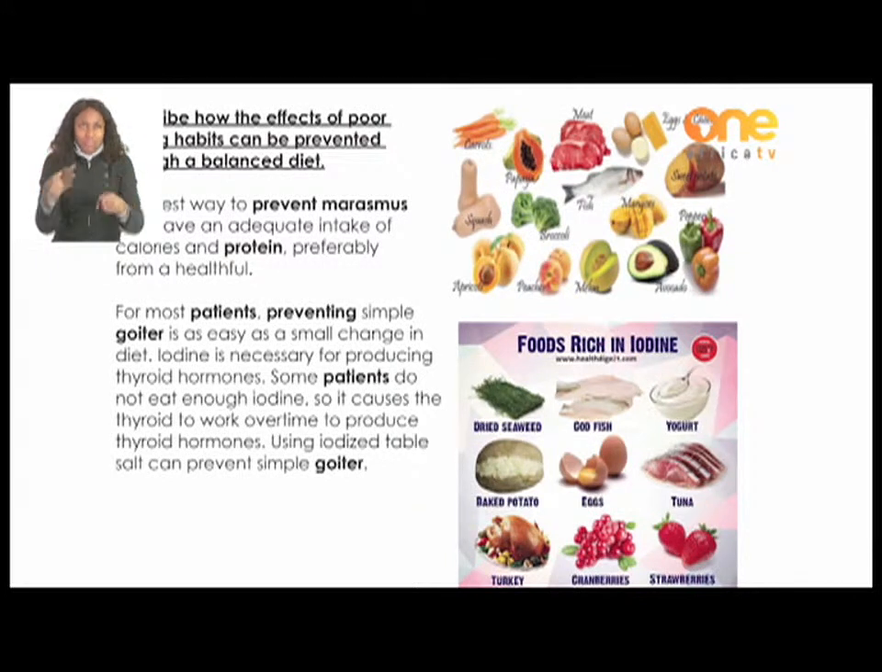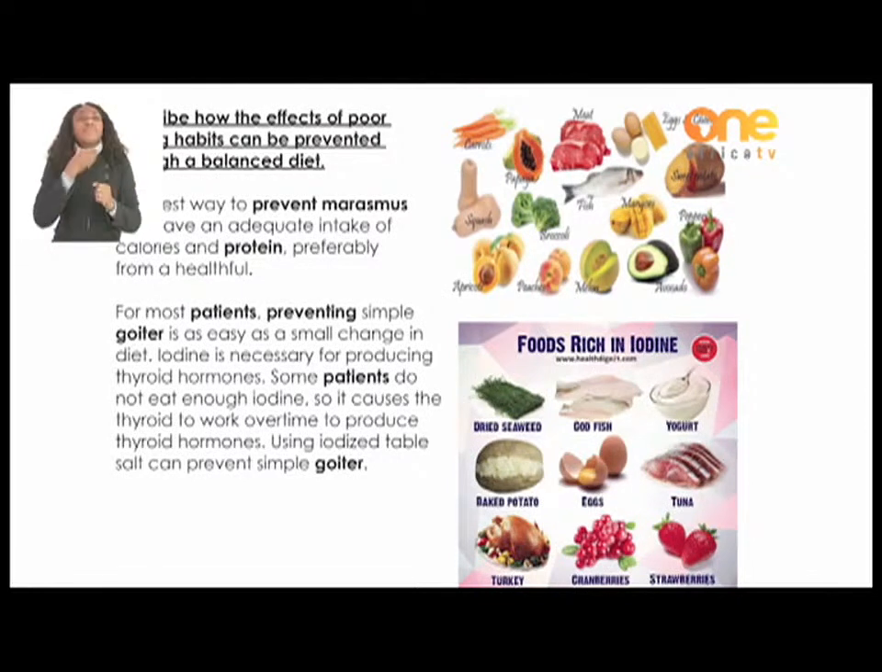Now, for example, on the picture there, you can see that these are some of the foods that can provide you with protein, like meat, eggs, cheese, fish. Broccoli will provide you with carbohydrate. Since we know that the disease that can happen due to lack of energy giving food is marasmus.